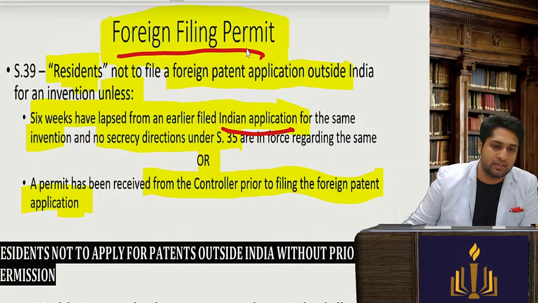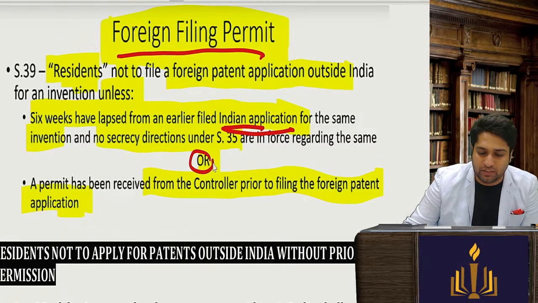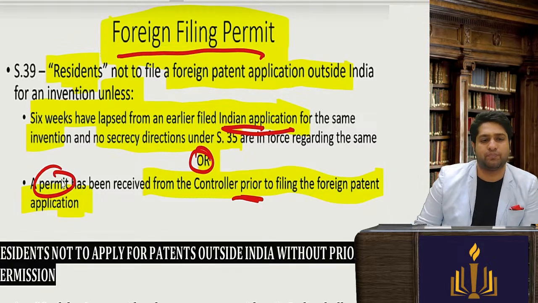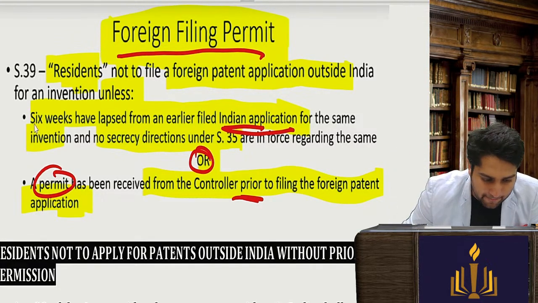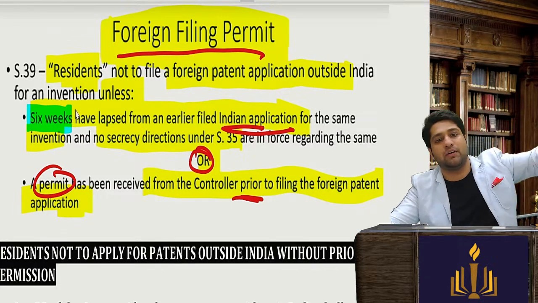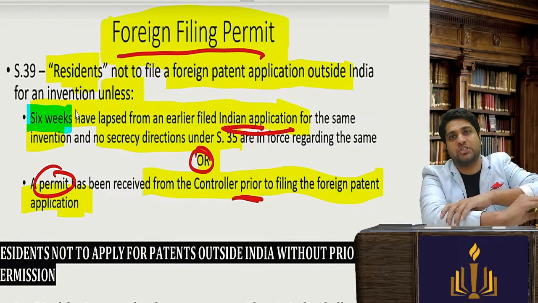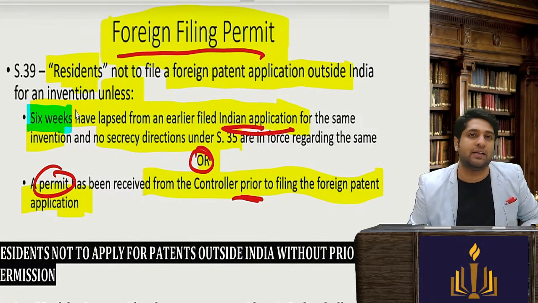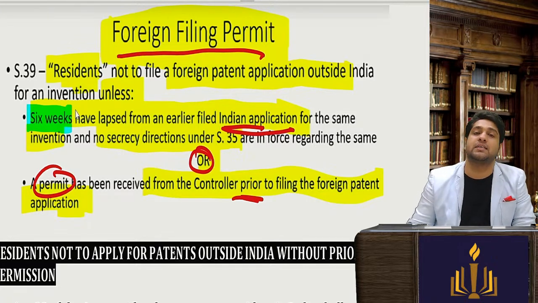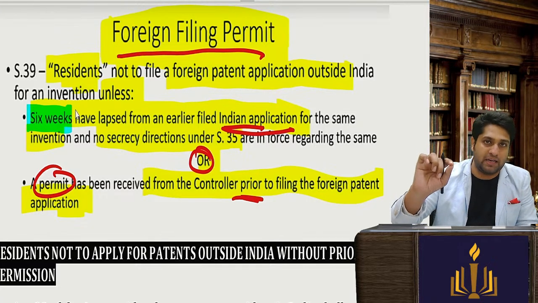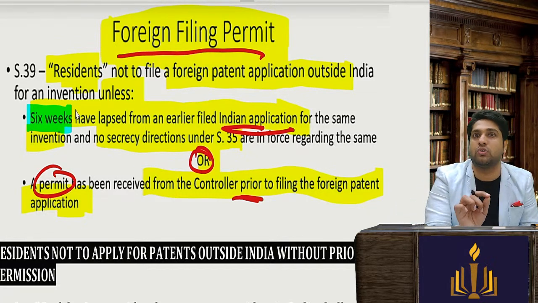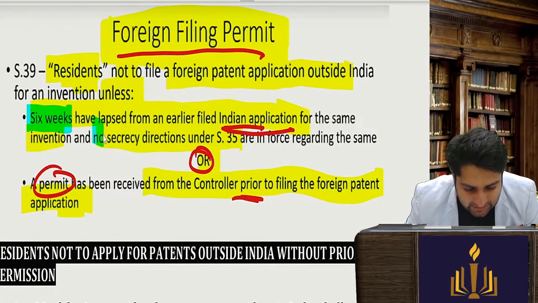Then apply for that. Second, the Indian government is saying 6 weeks time. Or if the controller has given you permission prior to filing, then you can go. So remember 6 weeks is there. Then we will say, okay, fine, you can file a foreign application. Once you do that, the publication will be done outside India also, and the patent will be granted. So this kind of patent which you are applying for internationally will be allowed if there is no secrecy direction under section 35.